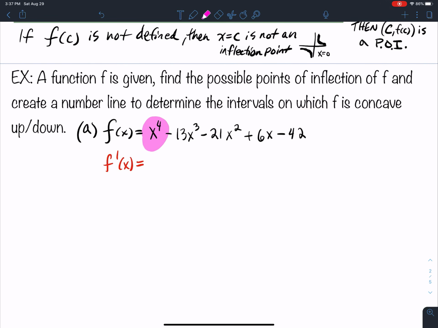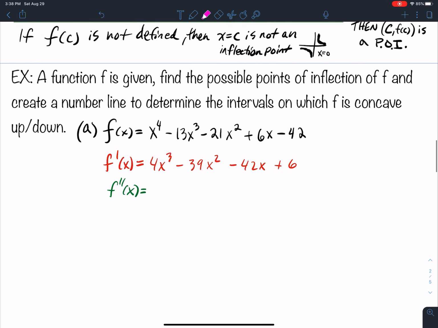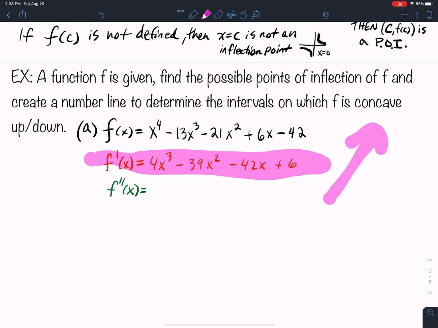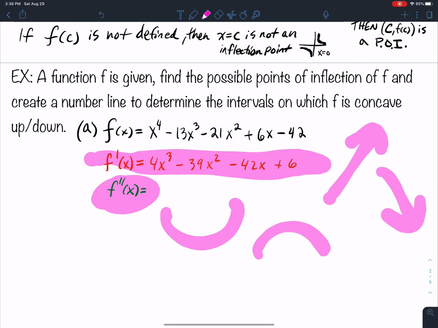Derivative of x to the fourth is just 4x cubed. Derivative of negative 13x cubed is negative 39x squared. Derivative of negative 21x squared, bring the 2 out front, is negative 42x. The derivative of 6x is just 6, and the derivative of negative 42 is just 0. Now, that's the first derivative, okay? We need the second derivative to tell where concavity is up or down. The first derivative tells us if it's increasing or decreasing. The second derivative tells us concave up, concave down.